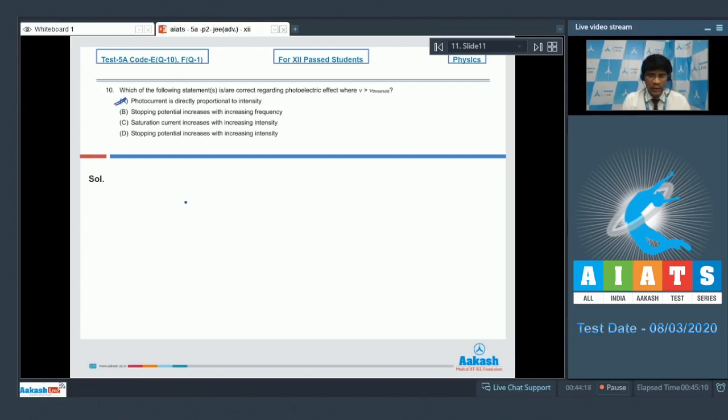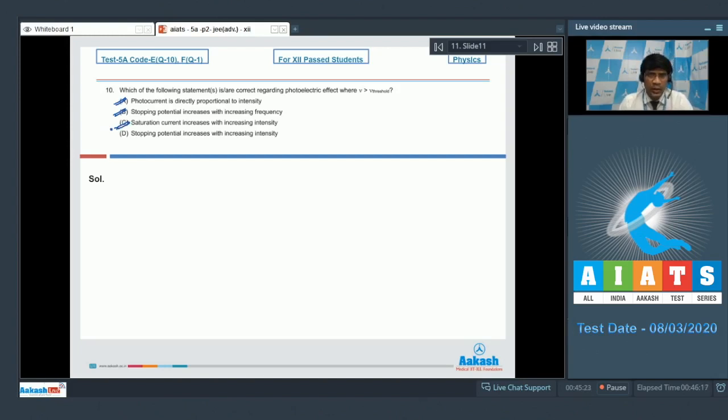Stopping potential increases with increasing frequency. Increasing frequency means now the ejected photoelectrons shall have the maximum possible energy corresponding to the higher frequency itself. That means a higher stopping potential would be there to stop that current. So option B is also the correct one. Option C is saturation current increases with increasing intensity. Well, higher intensity would, yet again, mean a higher number of photons. So definitely a larger number of photoelectrons would now be ejected. So saturation current would increase with increasing intensity.